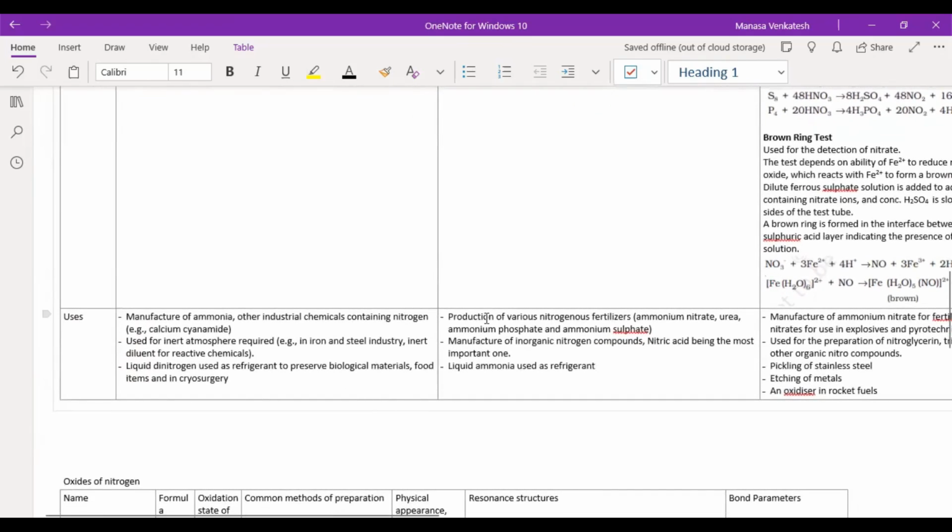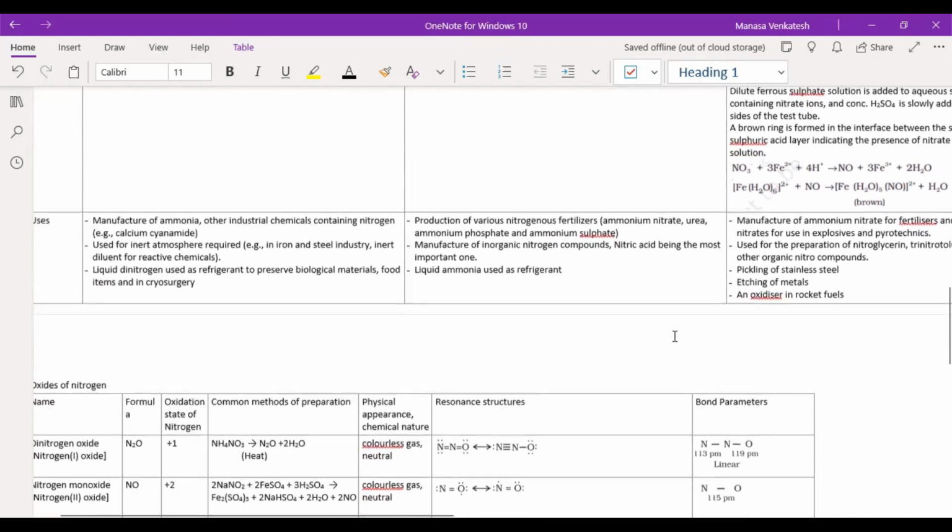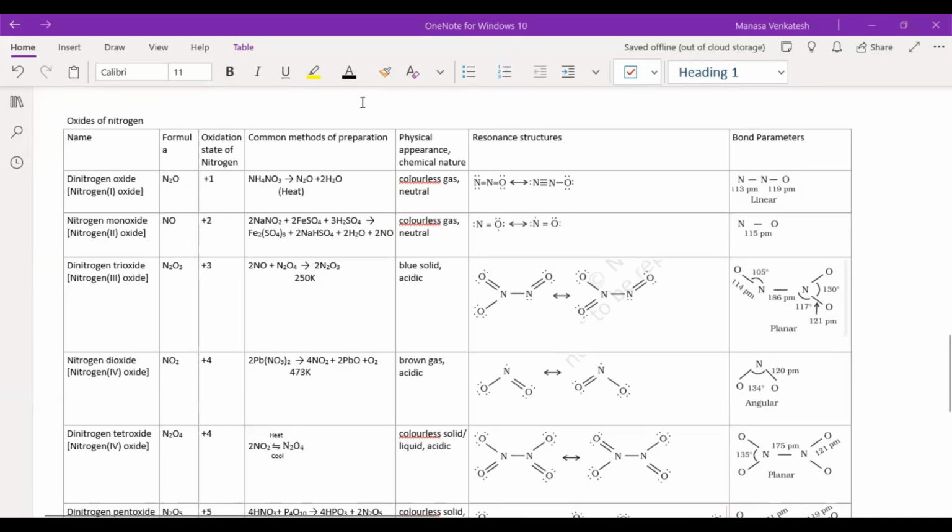Here at the bottom, you have the various uses of nitrogen, dinitrogen, ammonia, as well as nitric oxide. Just go through them. There are various oxides of nitrogen which you observe.